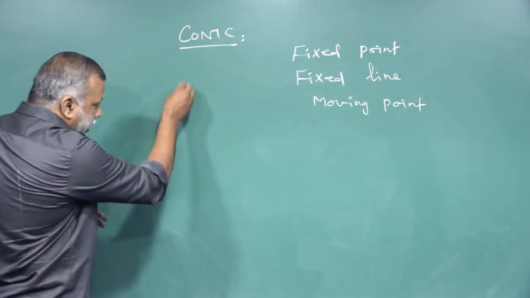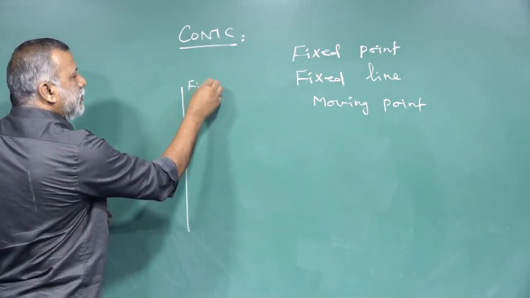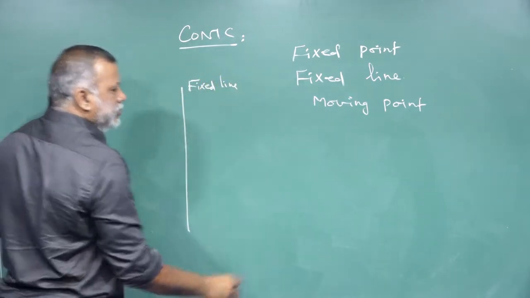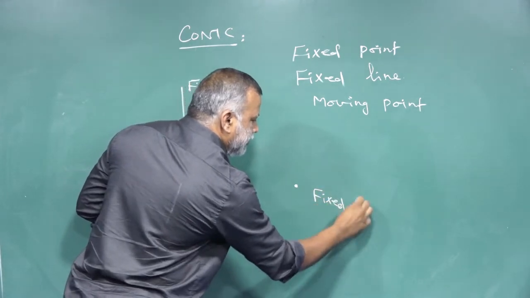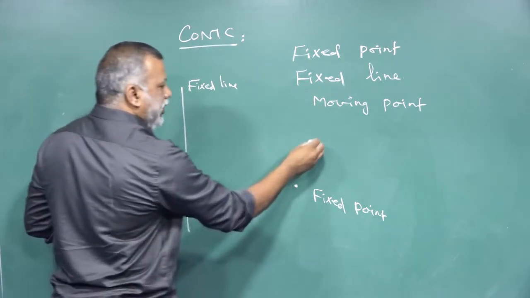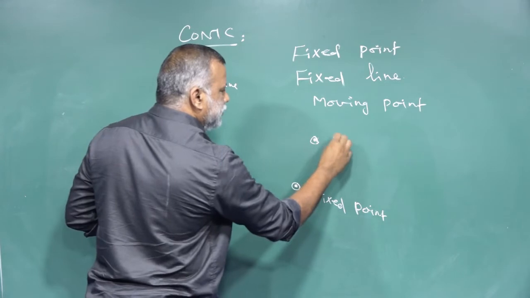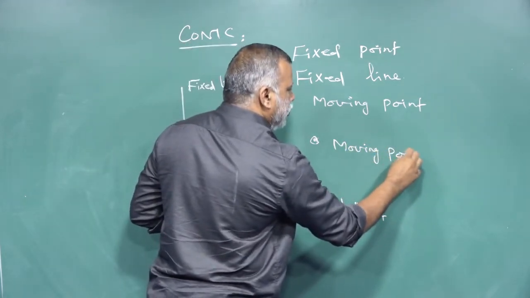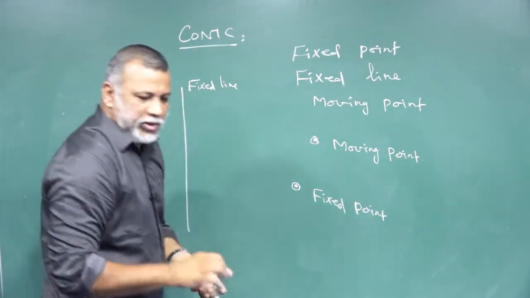Now I am going to draw a diagram. This is a fixed line. Now we have a fixed point. This is a fixed point. One more point is the moving point. Consider this is a moving point. This is the fixed line, fixed point, moving point.